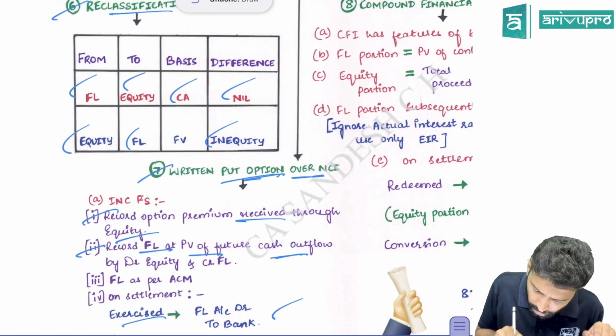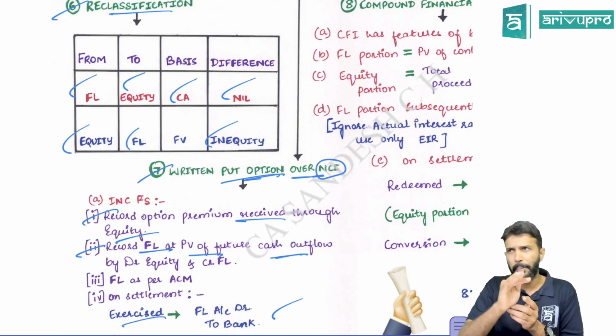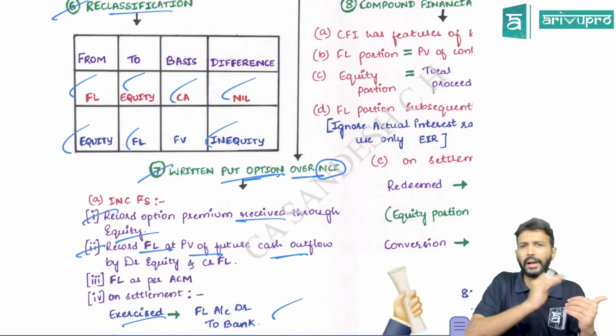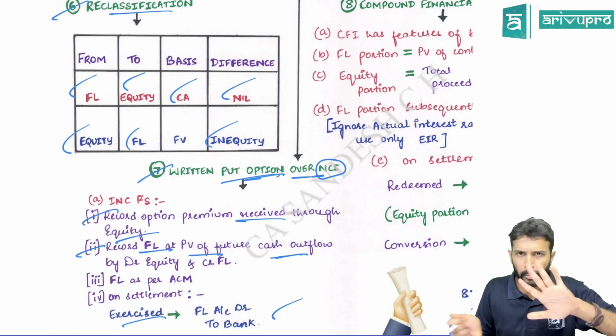This put option, though I've written it over NCI in the chart, could be written by the company to normal shareholders, or by the holding company, they can write a put over NCI. We have done problems based on this.